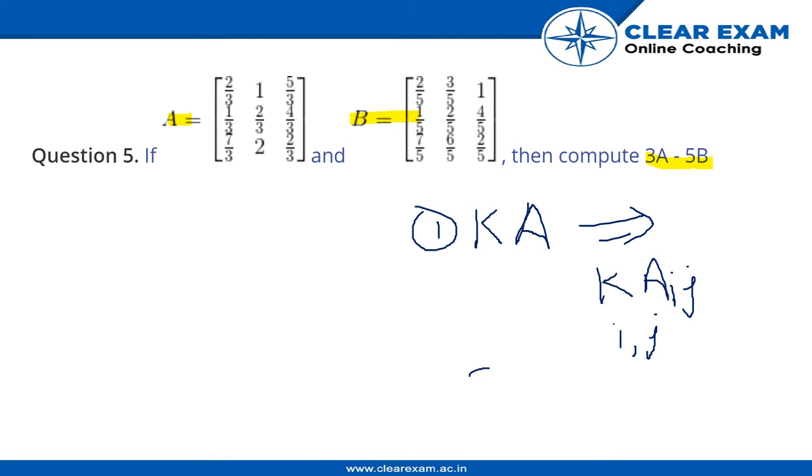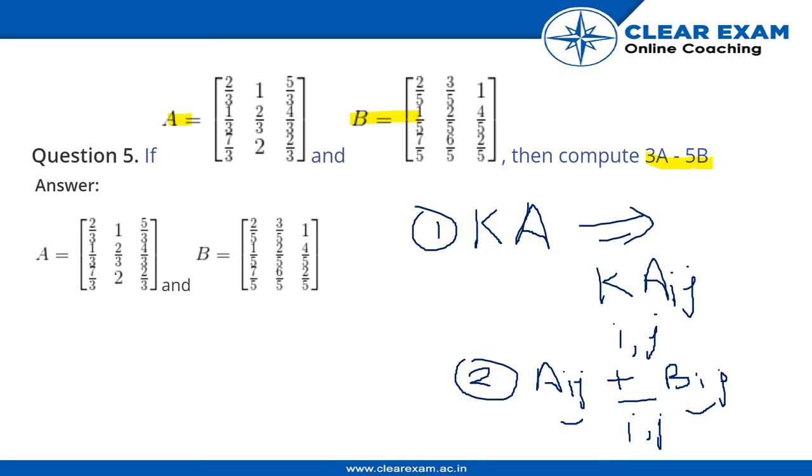And the second property that we are going to use is that whenever we have to add or subtract two matrices, then their corresponding elements are added. That is, aij and bij are added or subtracted as required for every i, j. So let's dive straight into the question and see the solution.